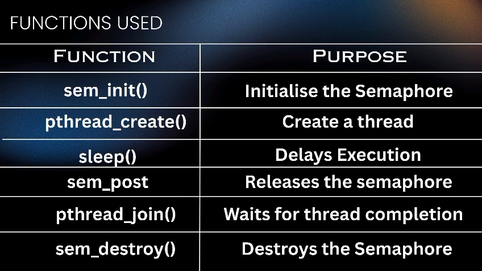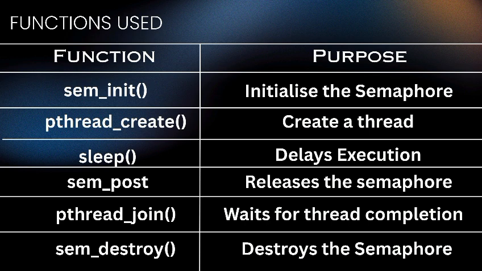Now let us look at the important functions used in this program. The first function, sem_init. This function is used to initialize the semaphores. And second function, pthread_create. This function is used to create a new thread. And third, the sleep function. This function pauses the execution for a few seconds. And fourth function, sem_post. This function releases the semaphores after the thread completes its work.